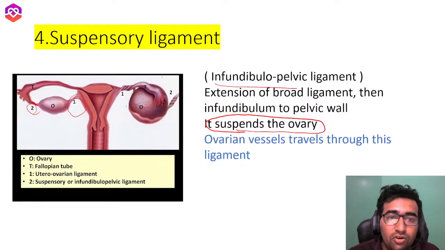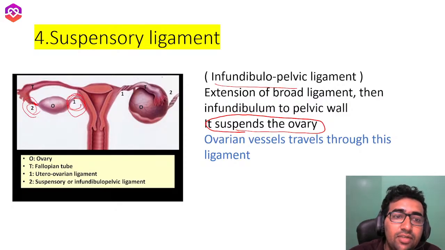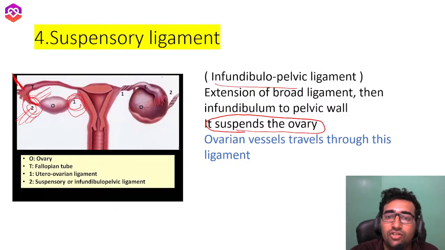So let me tell once more. You see, what is this thing? This is our utero-ovarian ligament, uterus and ovary. This is the suspensory ligament of ovary. Heard about that thing? Suspensory ligament of ovary is actually an extension. Here the broad ligaments are there. Extension of broad ligament, then the infundibulum, then it attaches to pelvic wall. That is what our suspensory ligament of ovary is.